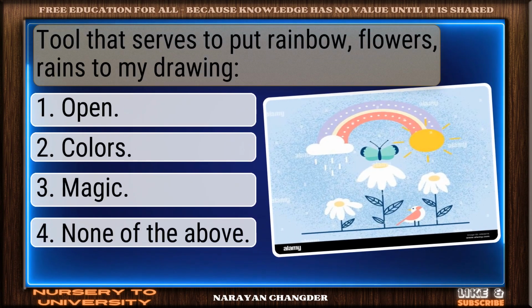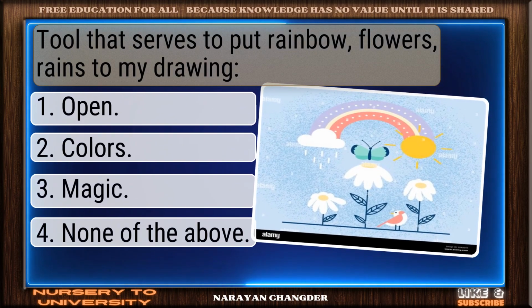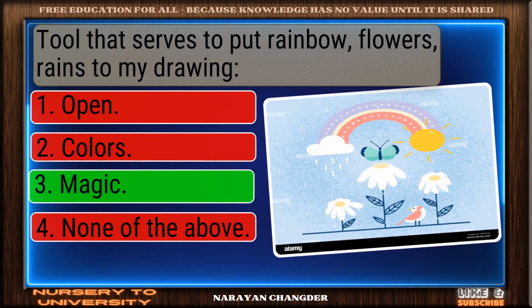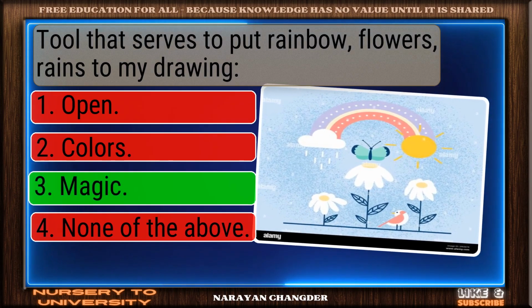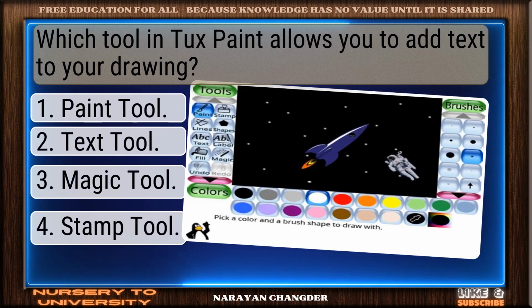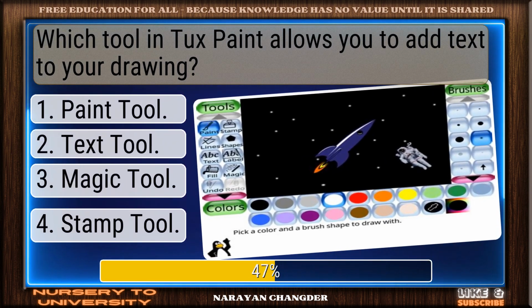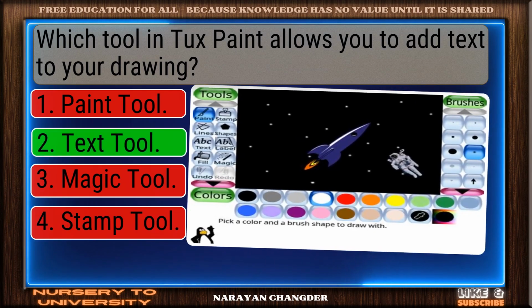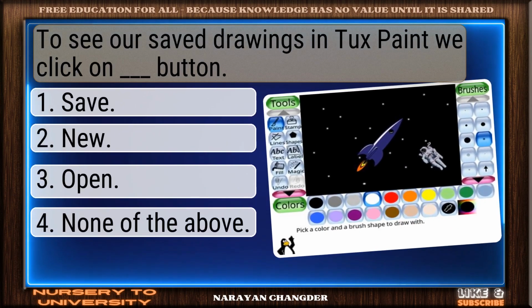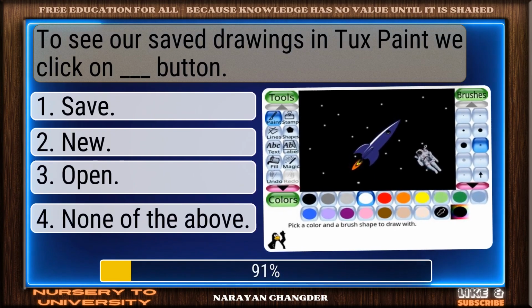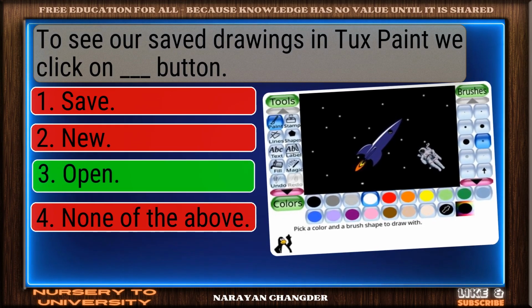Tool that serves to put rainbow, flowers, rains to my drawing. Excellent choice. Magic is right. Which tool in TuxPaint allows you to add text to your drawing? Nice work. Text tool fits perfectly. To see our saved drawings in TuxPaint, we click on Dash button. Correct. Open is spot on.